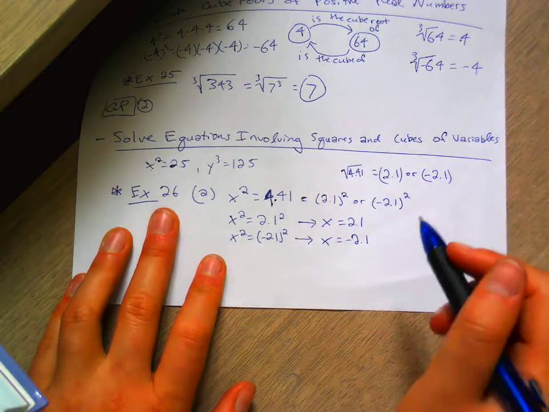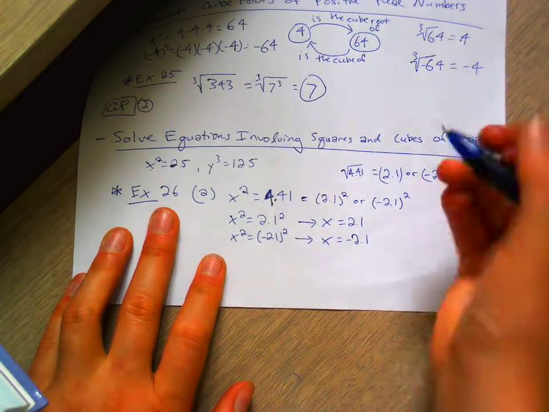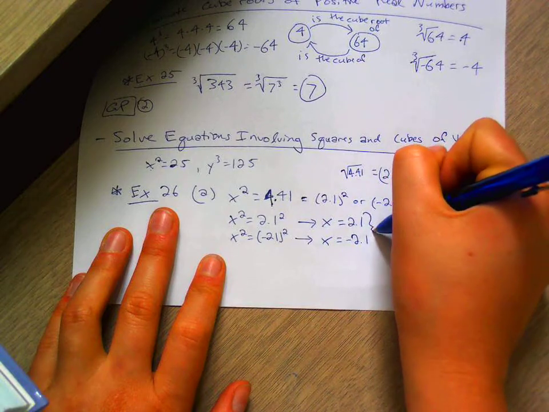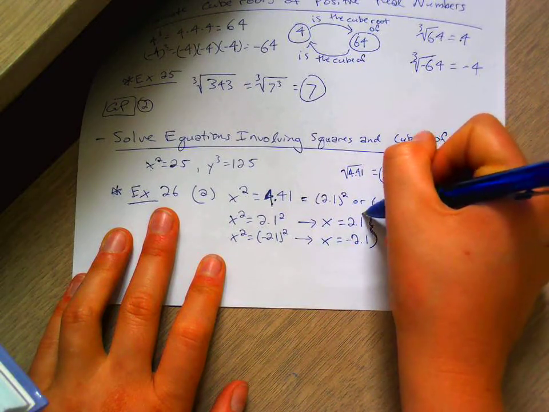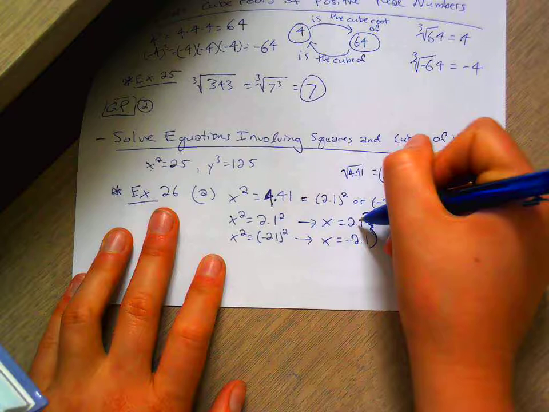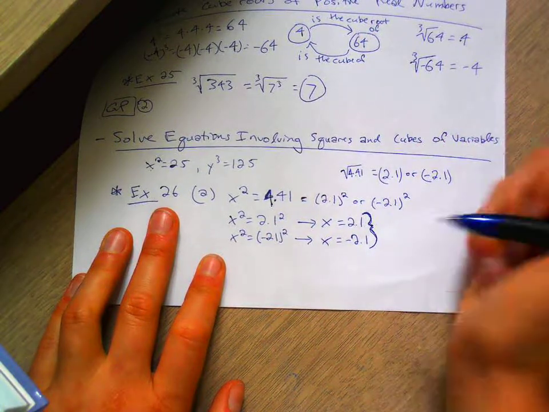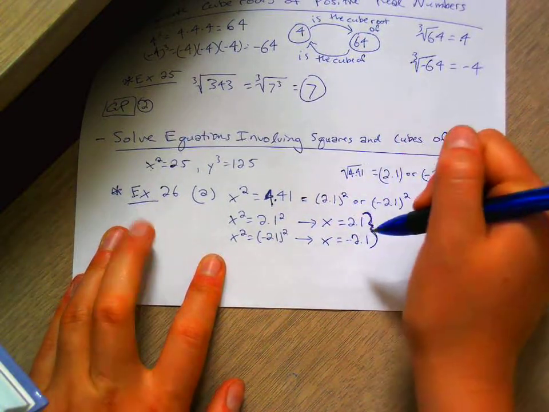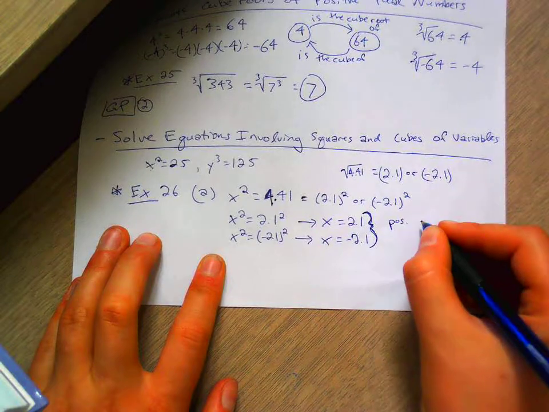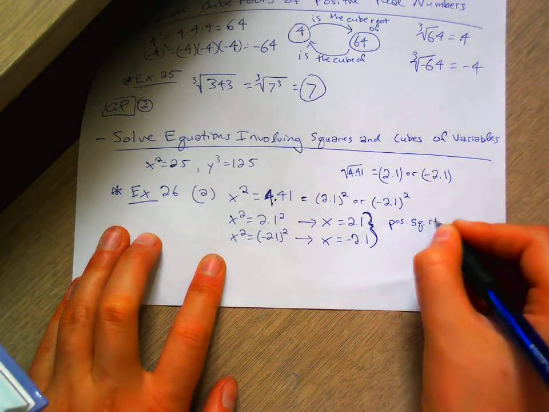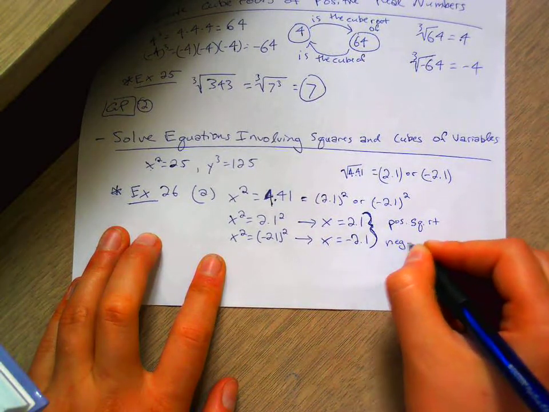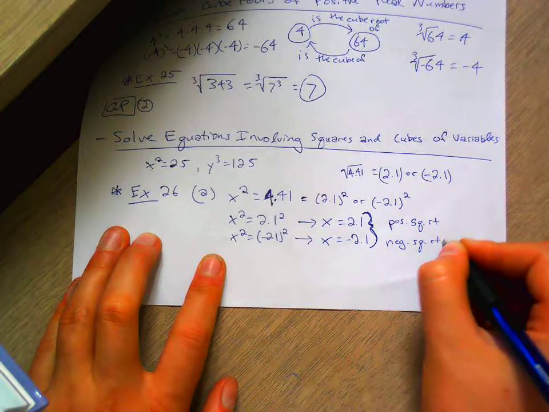So in every answer, in real life, you're going to get two answers because you don't know if it's the positive square root or the negative square root. So I need to see both answers. Remember, positive square root, negative square root. You need to write these.